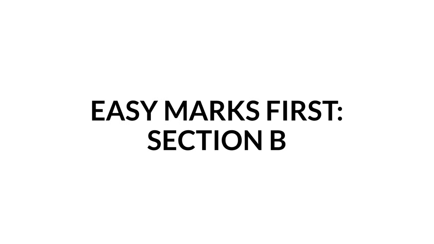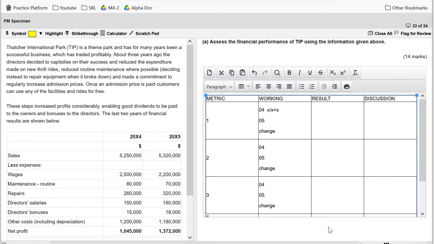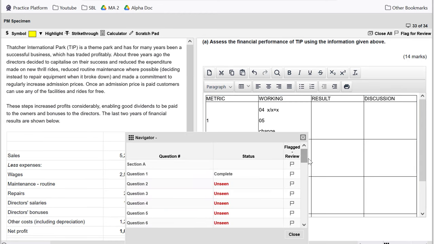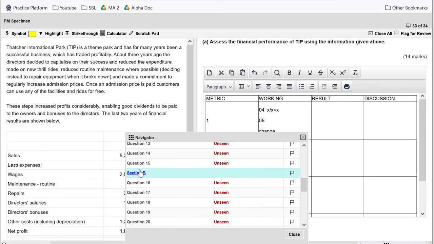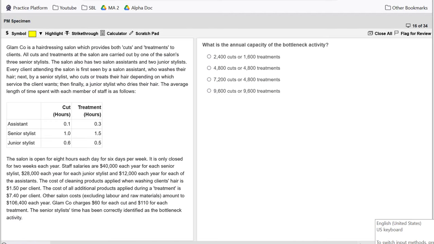Let's talk about getting easy marks in Section B. For me, Section B is the most difficult part of the exam. Why is that? Let me show you. In Section B, you're going to get the scenario with 5 questions attached to it. I feel there is a big disparity in the difficulty level between the questions. For example, this first question about bottleneck. Oh, look, that's another key word, bottleneck. You know that's throughput accounting.